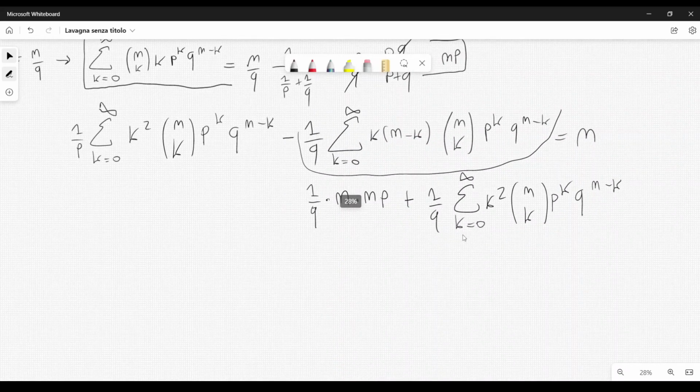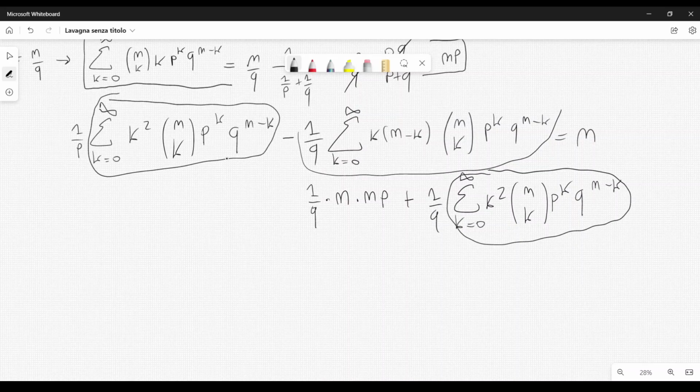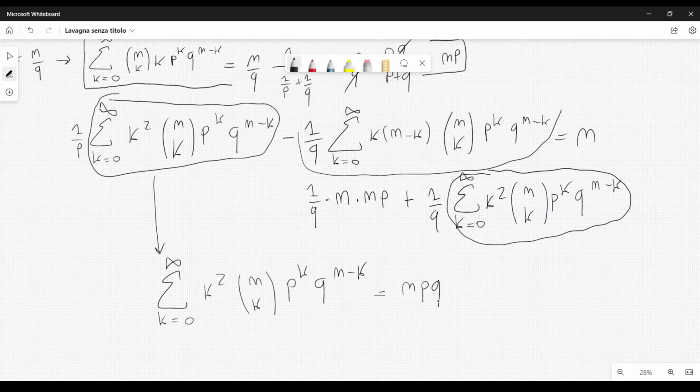You get the idea because I simply have to solve for this summation, which is here and here. And I will skip the algebra in this case because this is very intuitive. If you understand how to do the first one, you can easily do this one yourself. And from here, we get the sum with k going from 0 to infinity of k squared n choose k, p to the k times q to the n minus k. You will get that this is equal to n times p times q plus np squared, just like this.